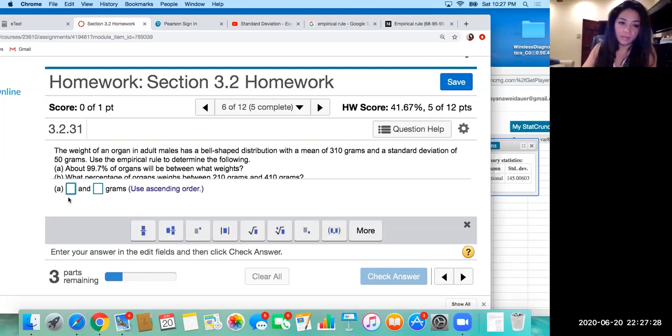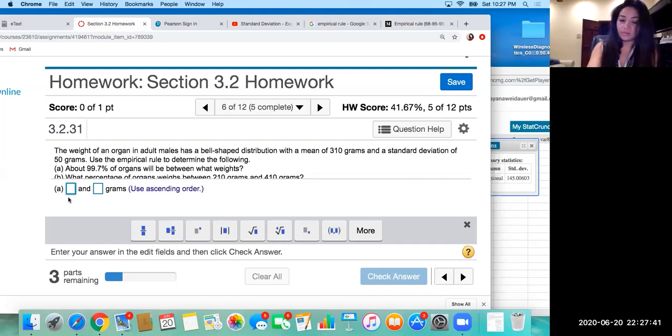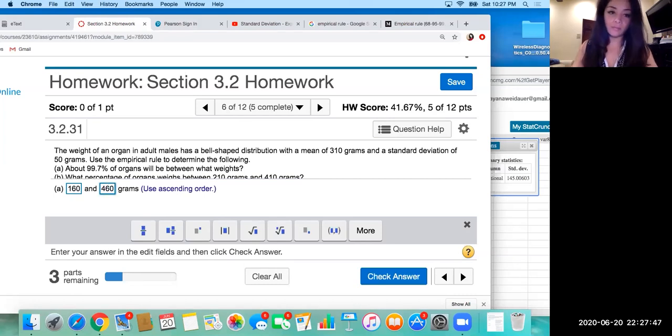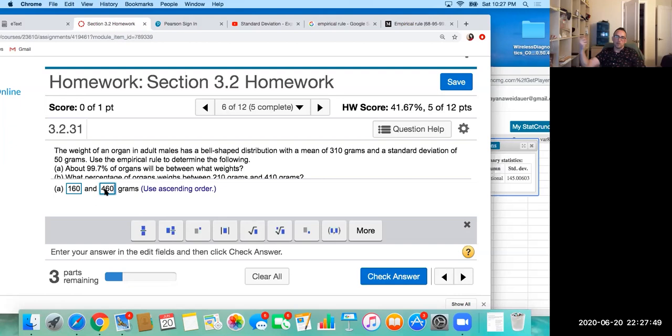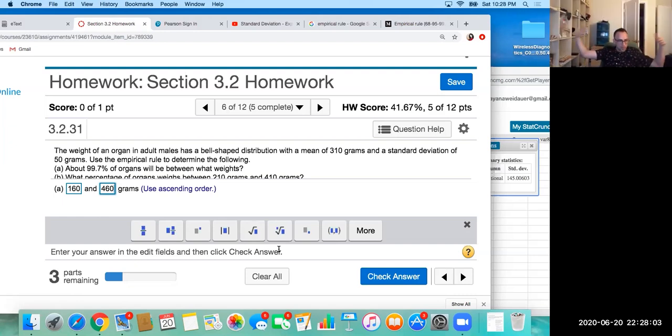So A, about 99.7% of organs will be between what weight? 160 to 460. Because the 99.7 is the 3, so I add 3 standard deviations out. I have to go out 3 times. If it was 68, then I would only go out once. If it was 95, I would go out twice. Since it's 99.7, I go out 3 times.